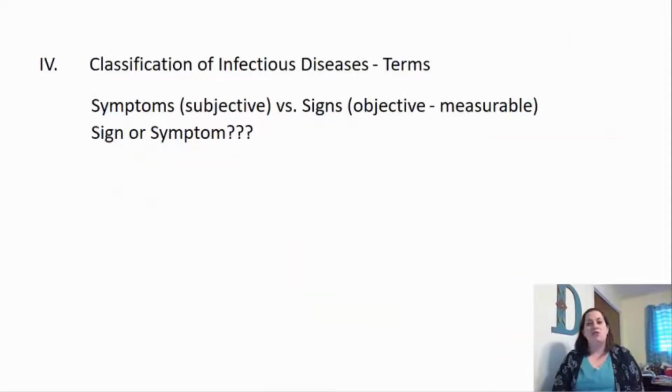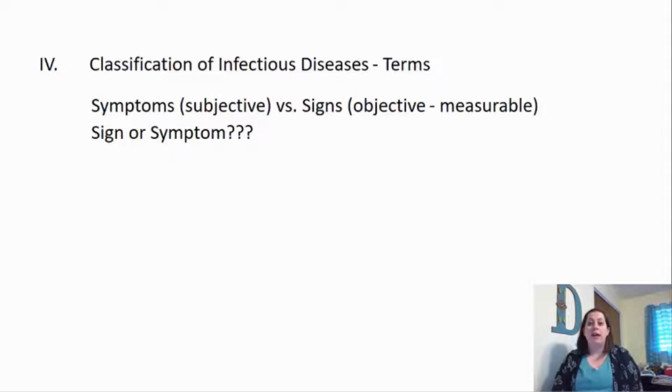So classification of infectious diseases, there are some terms that we need to look at. A lot of times when we're talking about a disease, we're going to see that there are some symptoms and some signs that come into play. Now, symptoms are subjective, meaning that the patient can tell you about them, but they're not things that you can actually measure. This would be where the person might tell you that they feel nauseous, or they have a headache, or they have vomited in the past. They're subjective at that point because you have not actually observed it.